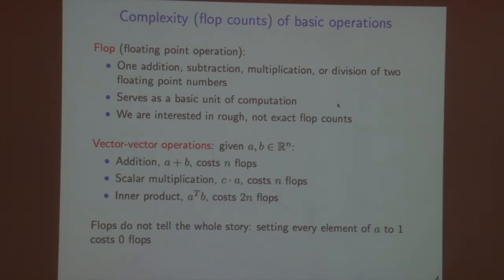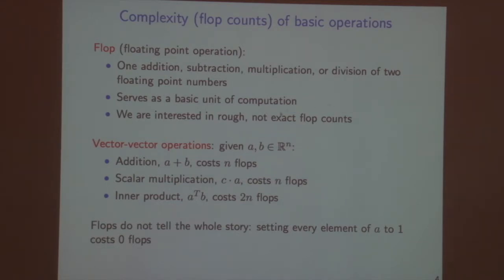So it serves as a basic unit of computation. How many flops an algorithm uses is a model for how expensive it would be to run. This is a rough measure, and we don't think about exact flop counts because those actually aren't very informative. There are a lot of other things that affect the practical runtime of an algorithm other than flops. It's not a perfect measure by any means, but we're interested in rough flop counts because it roughly reflects, on standard computer architecture, how expensive it would be to perform a given sequence of operations.